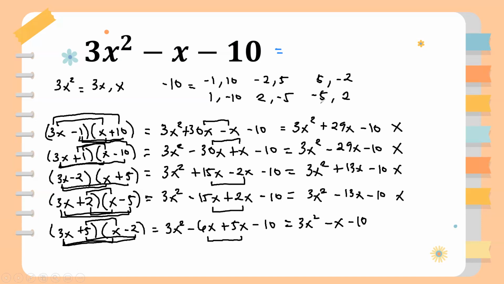So, kahit hindi na natin to i-try, kasi nakuha naman na natin ito. So, we have the factored form, 3x plus 5 times the quantity of x minus 2.